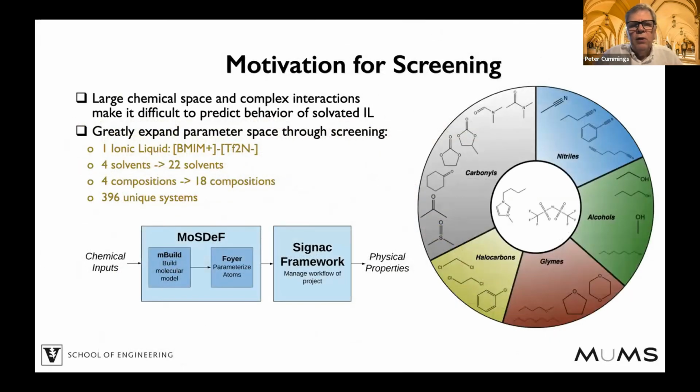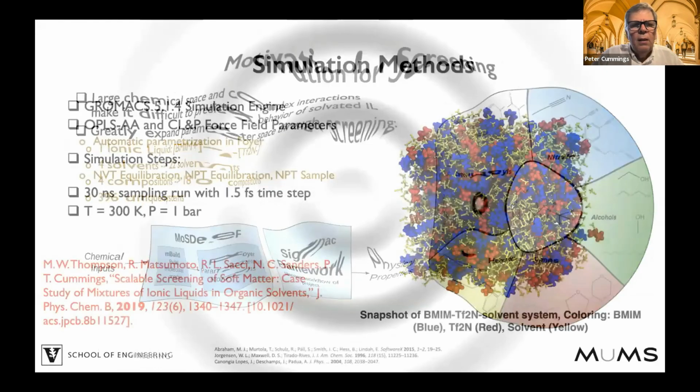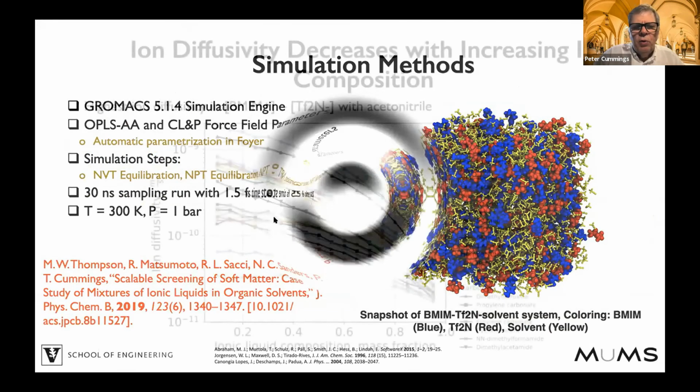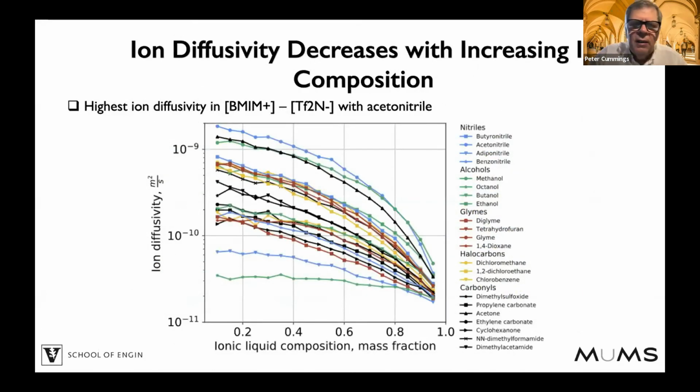So we decided to look at a much larger chemical space. Instead of just 4 solvents, we decided to do this computationally. We looked at 22 solvents instead of 4, and 18 compositions, which meant we had 396 unique systems. We used MoSDeF and SINIAC; these are just some details of the simulations. This work was primarily done by Matt Thompson, who's now graduated and is in the Open Force Field Consortium.